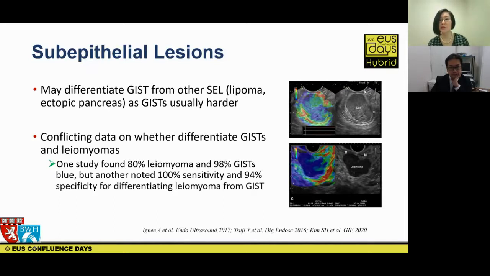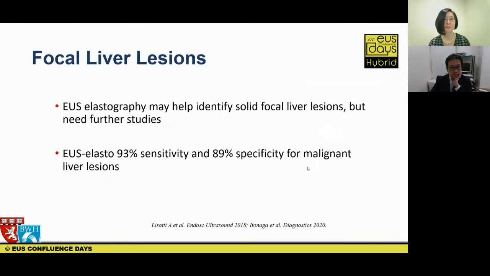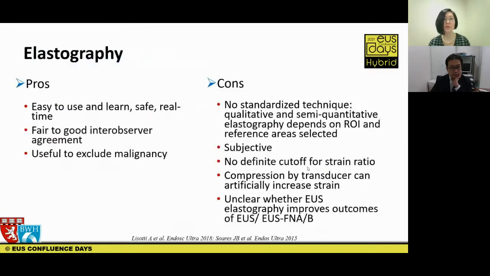You can see an example of GIST on the upper right EUS image, where it's again heterogeneous in appearance with mainly blue and green. And then the bottom image shows you an example of a leiomyoma that is mainly blue, although there's conflicting data on whether or not elastography is truly accurate in allowing you to differentiate leiomyomas from GIST. Focal liver lesions, it may be helpful, but we do need some further studies.